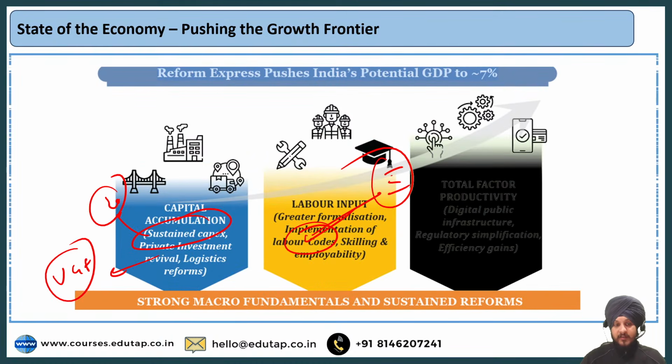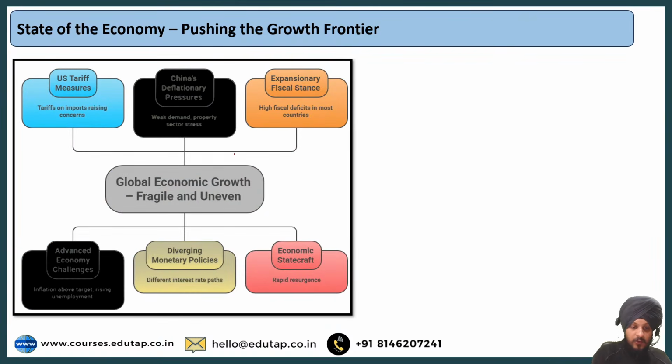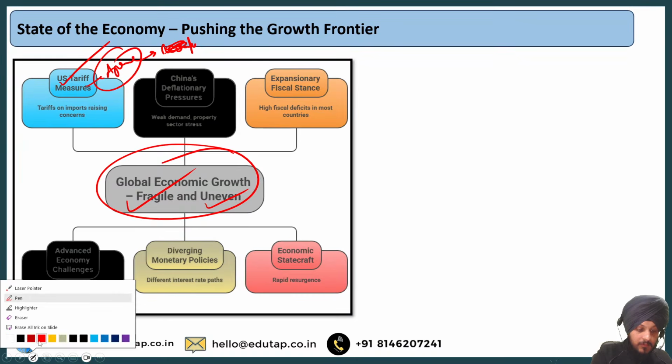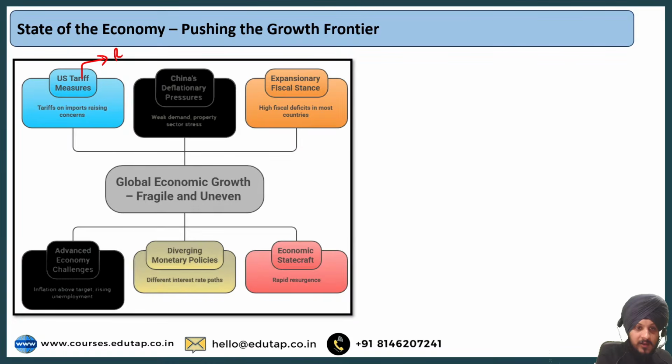So when I talk about the economic survey, it has said that global economic growth has become more fragile, and to a huge extent uneven. Regarding this, the economic survey discusses different types of areas, and the first area is US tariff measures. You must be remembering, right, in April 2025, what basically happened? There were reciprocal tariffs. Let me write it over here. Reciprocal tariff with respect to the US, right?